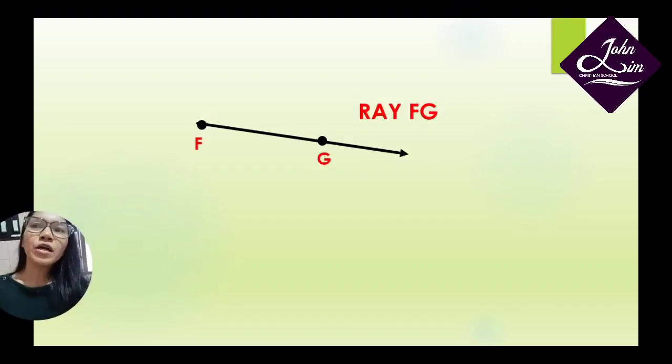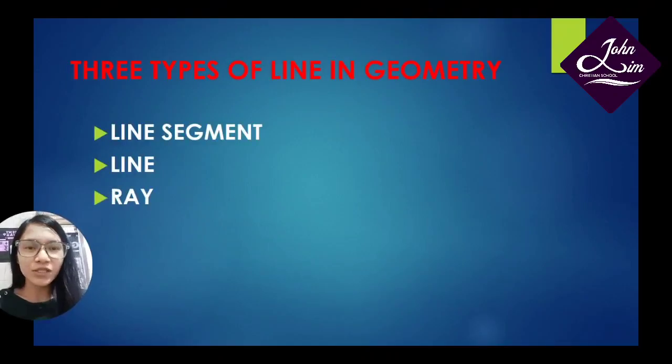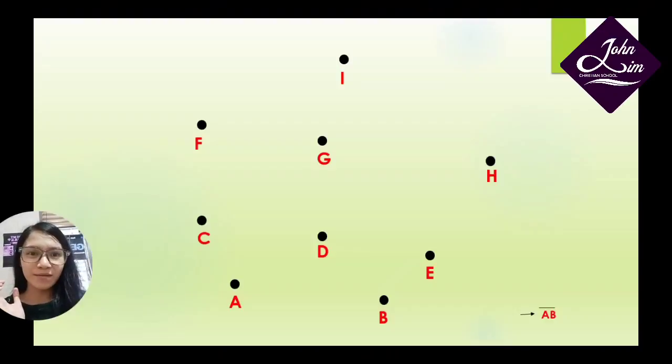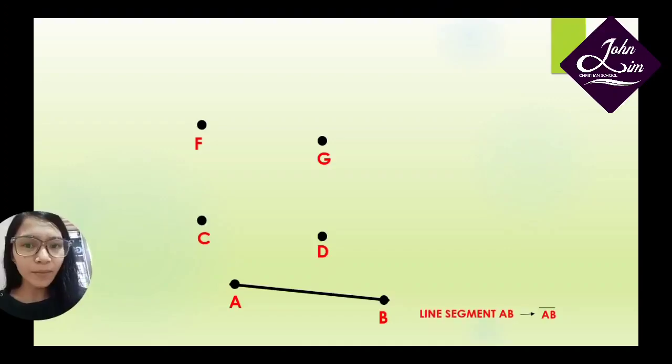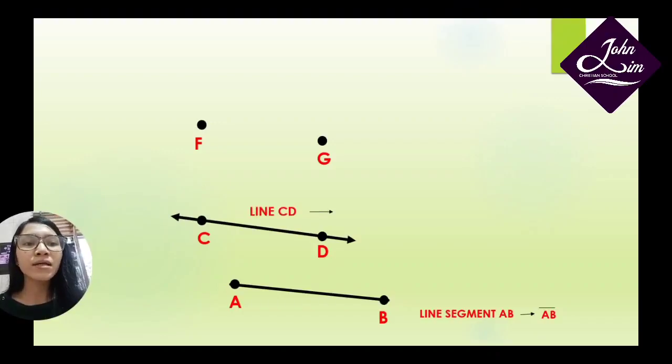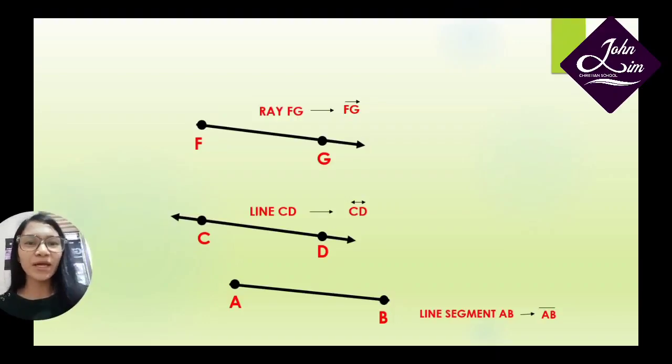Okay. Now you know about the 3 types of line in geometry. They are line segment, line, and ray. So now we flash back to the 3 types of line in geometry. The first, we have line segment AB. Line segment AB can be written as AB and we put a line on top of AB, like in the picture. And then line CD can be written as CD and we put a double arrow line on top of CD. And the last is ray FG. Ray FG can be written as FG and we put a single arrow line on top of FG. Okay, so now you can distinguish between line segment, line, and ray.